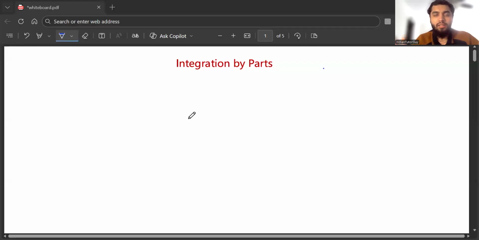Hello there, welcome back. Today we're going to talk about integration by parts. So that's basically when you have two functions that are multiplied with each other and they're different, and you have to integrate them. So it would look something like this.